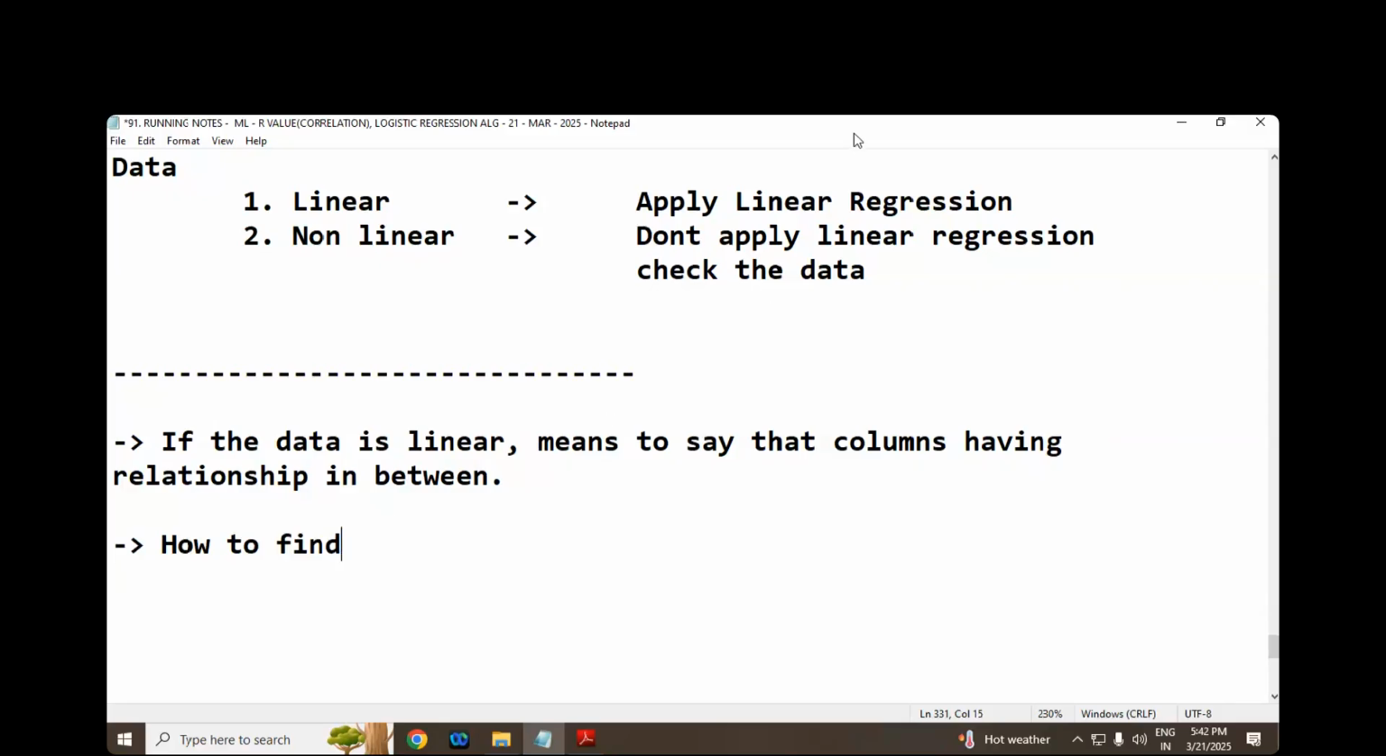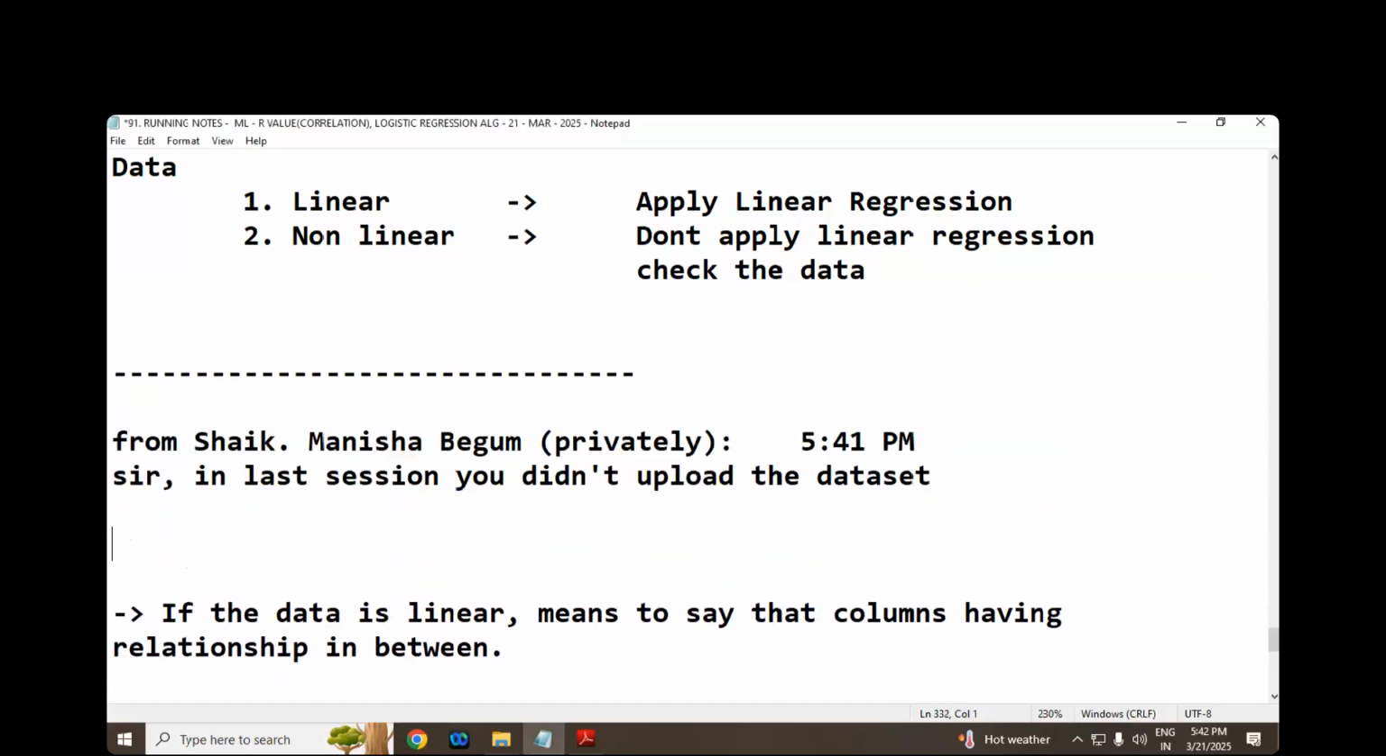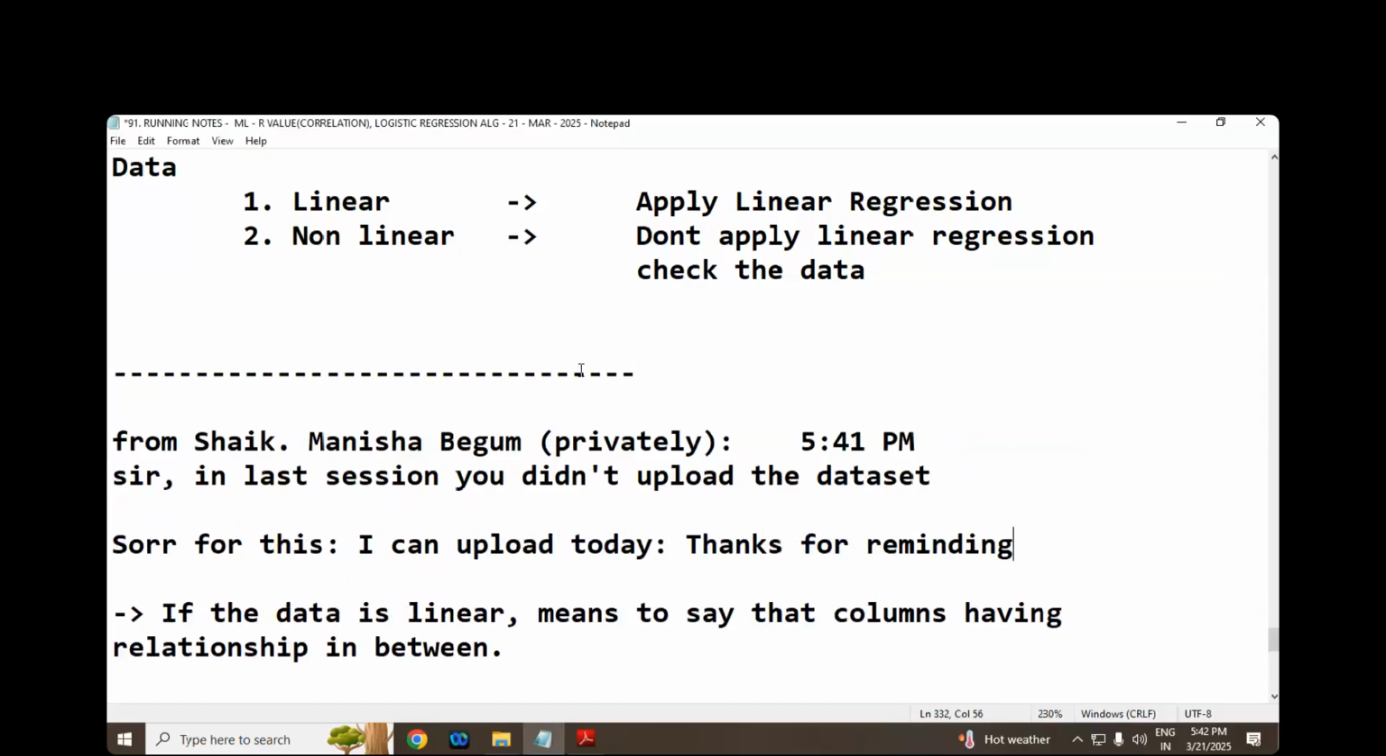Somebody is saying I didn't upload the data set from the last session. Which one? Home price. Okay, I'm sorry for this. I can upload it today. Thanks for the reminder.